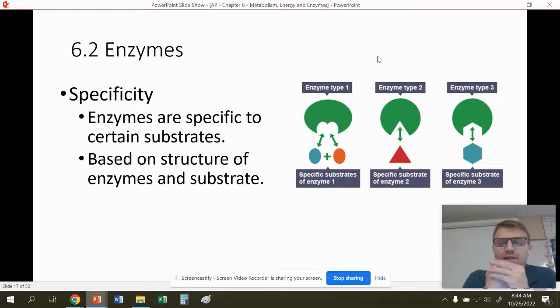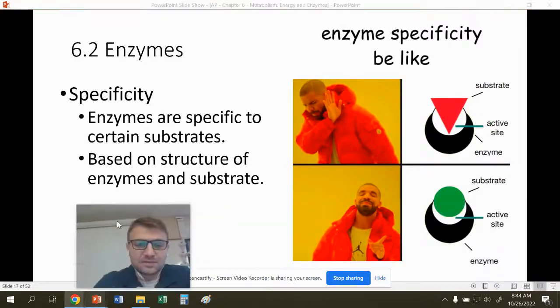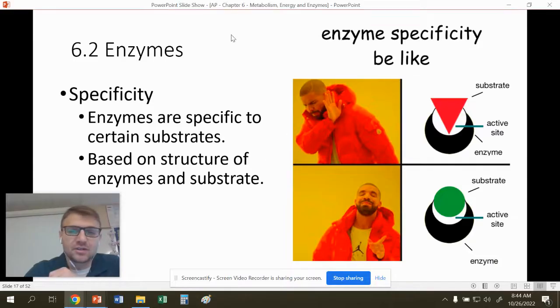Specificity, this is the idea that enzymes are specific to one type of molecule. They are specific like a lock and a key. So only certain, or a small amount, or just one substrate will fit within an enzyme. Again, this is based on the structure of the enzyme and the substrate. So you can see here different enzymes, different substrates, they all are specific. Good meme. Yeah, they have to be specific to their enzyme.